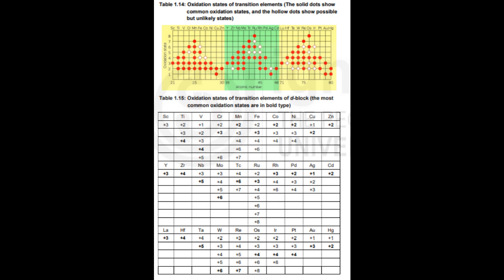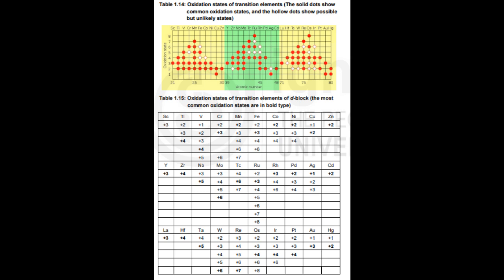Table 1.14, Oxidation states of transition elements, the solid dots show common oxidation states, and the hollow dots show possible but unlikely states. Table 1.15, Oxidation states of transition elements of the d block, the most common oxidation states are in bold type. If you look at Table 1.14, then you will notice that there is a reduced tendency of higher states towards the end of the series. This could be due to steady increase in the effective nuclear charge along the series, thus pulling the d orbitals into the electron core and not making them readily available for bonding.